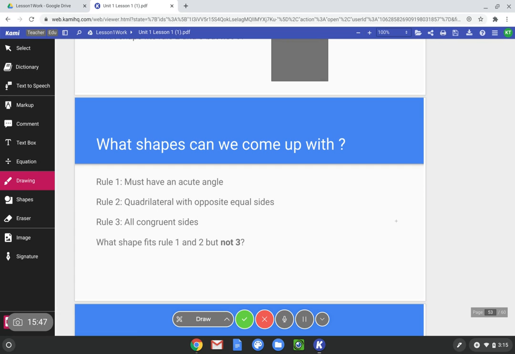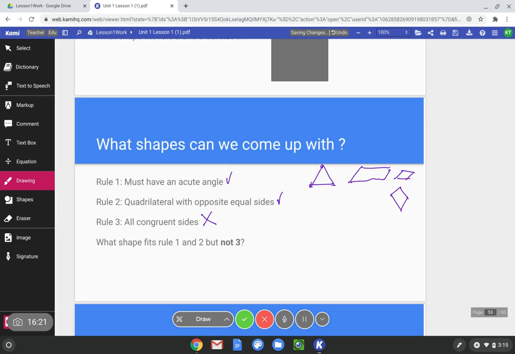Okay. Now that you've unpaused the video, let's check our work. Or you can help me figure this out. So it has to fit Rule 1 and Rule 2, but it cannot follow Rule 3. So Rule 1 must have an acute angle. Okay, a lot of shapes have acute angles, like equilateral triangle, or parallelograms, rhombus, kites.